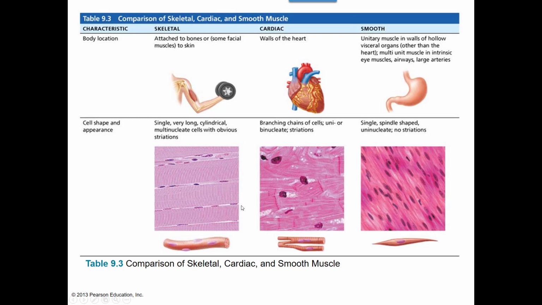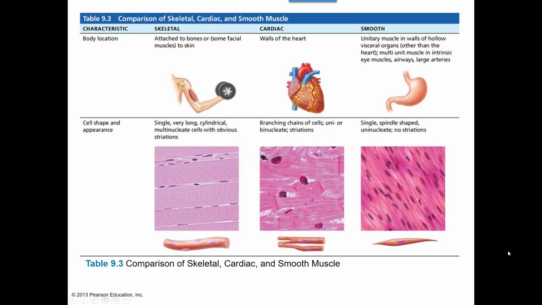Because they're so long, they do have multiple nuclei. They just kind of hang out on the edges of the cells. You can see the little purple things on here are the nuclei. Your cardiac muscle can also have multiple nuclei, usually one, maybe two, that's about it. Those dark lines are the intercalated discs that allow one cell to talk to another cell quickly.